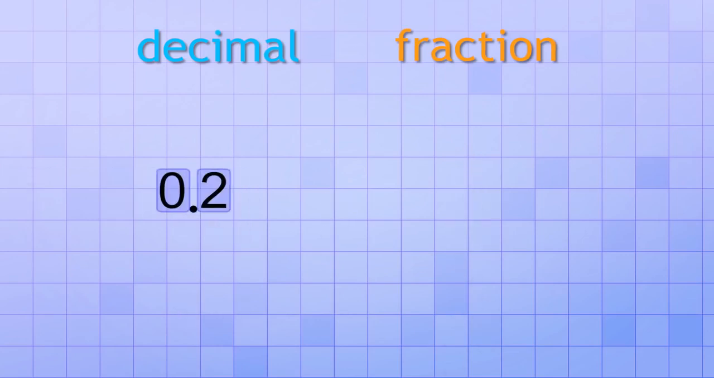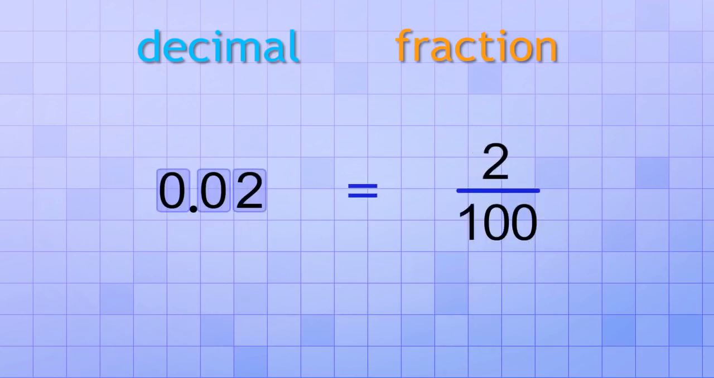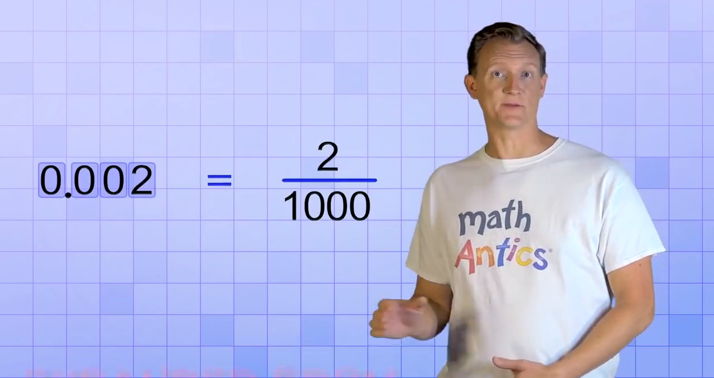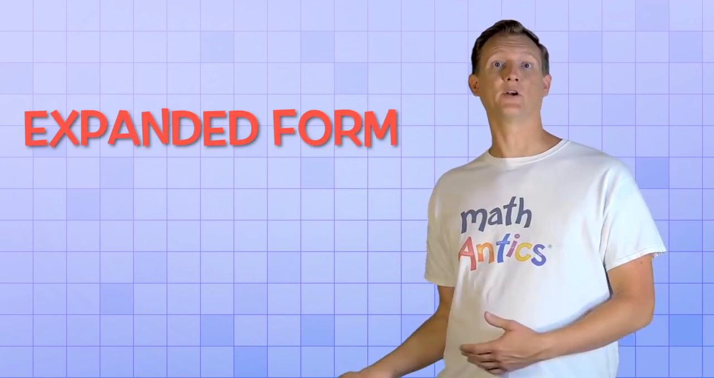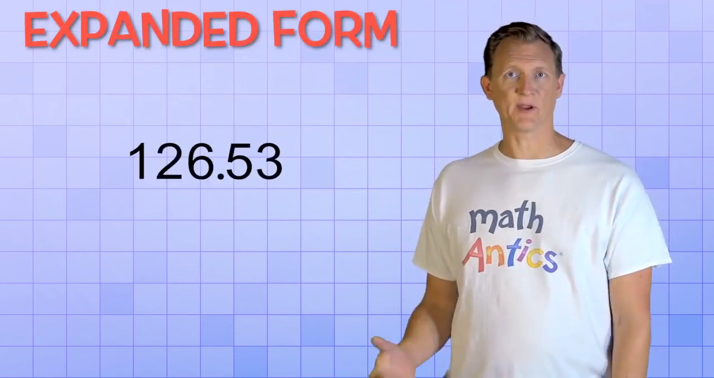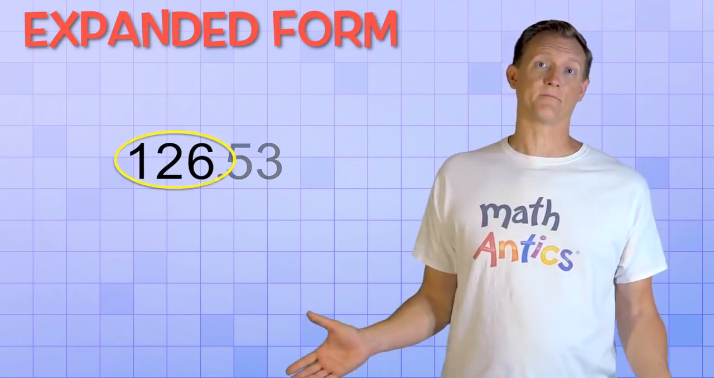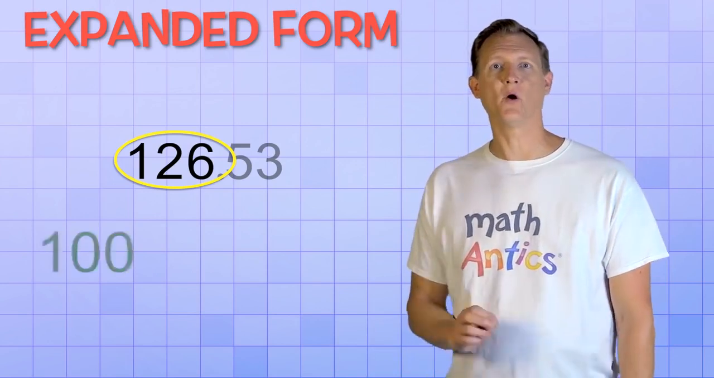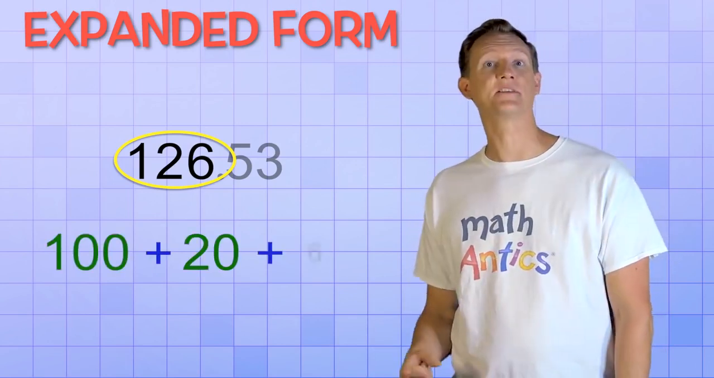And just like a 2 in the tenths place stands for the place value 2/10, a 2 in the hundredths place stands for the place value 2/100, and a 2 in the thousandths place stands for the place value 2/1000. Knowing that will help us write decimal numbers in expanded form, like the one we saw earlier, 126.53. The expanded form of the whole number part is easy. We learned how to do that in the last video. 126 is 100 plus 20 plus 6.